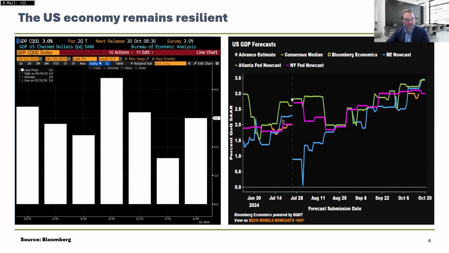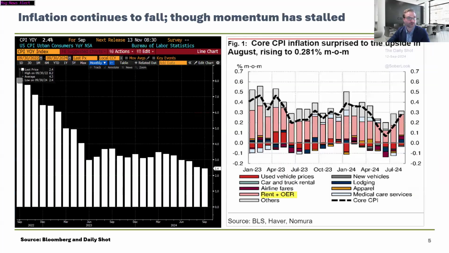So we'll start with the macro, just high level. GDP, the second quarter was actually revised higher in the second revision, up to 3% real GDP growth quarter over quarter. Very solid number. Expectations for the upcoming third quarter, we've got various forecasts, nowcasts here on the right-hand side of the screen, kind of in that 2.5% to 3% range, largely powered by the U.S. consumer and really the high-end U.S. consumer.